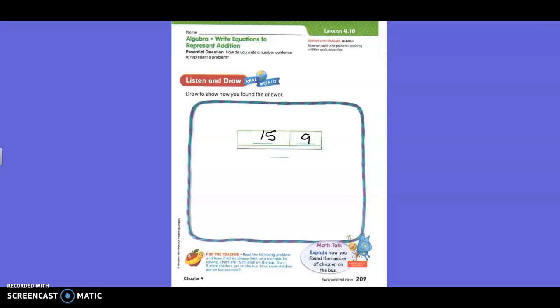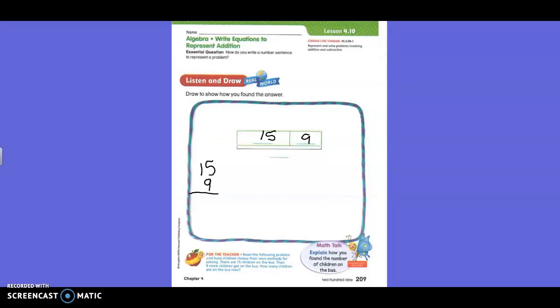So let's figure out this answer. Let's show our work over here on the side. Some of you might be able to just do this in your head, and that's fine, but some of you cannot. Now, remember, the number 9 is a single digit by itself. It's just a ones number. So it needs to go only on the ones side, not on the tens.